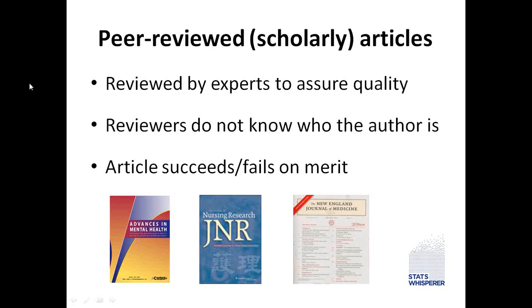Our point of interest today is the peer-reviewed scholarly article. For those who are not familiar, peer-reviewed scholarly articles are reviewed by experts in the field, or at least by peers in the field. You don't know who the author is, so when they review, they don't know who the author is. That's supposed to encourage the article succeeding or failing on its own merit. The reviewer could be reading the top expert in the field, or somebody just submitting their first research article. So the thought is there's no bias.